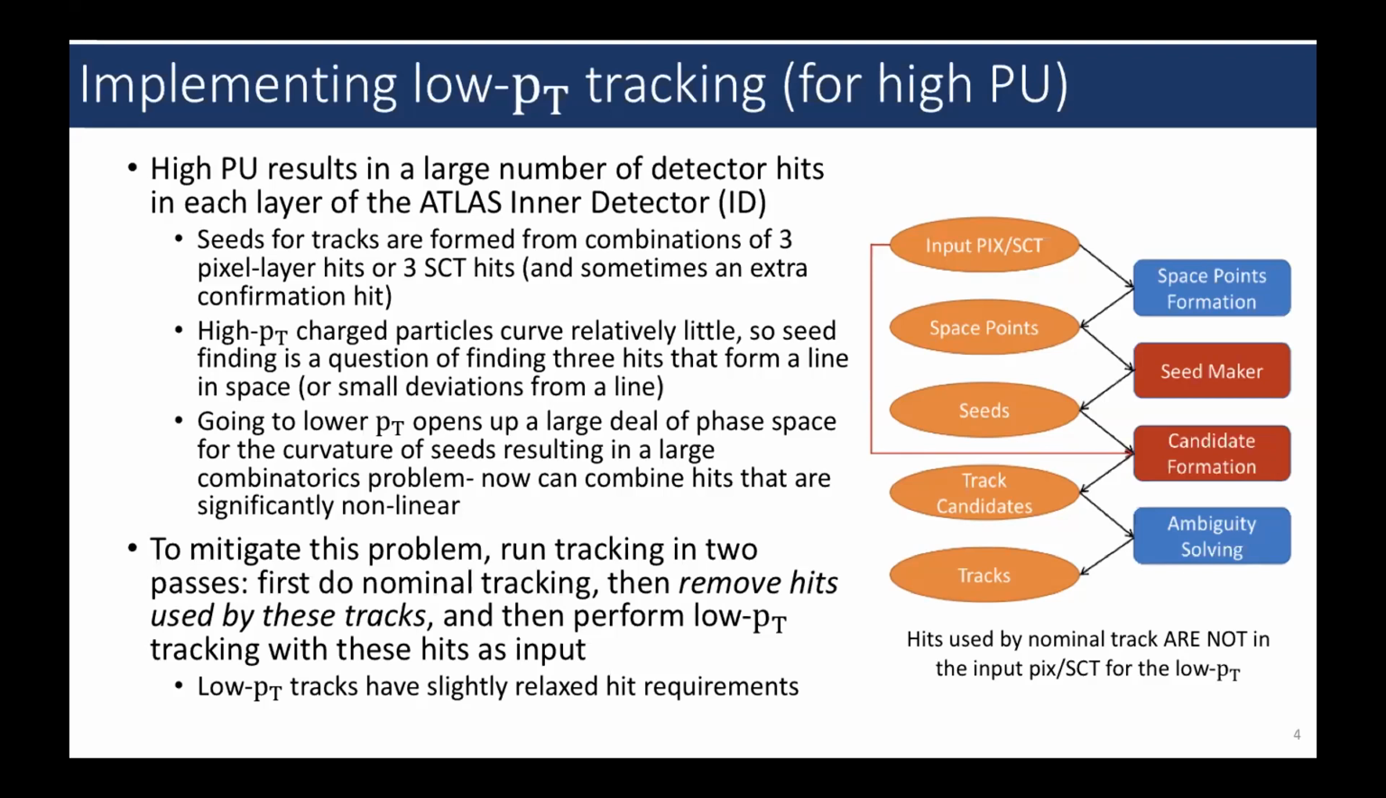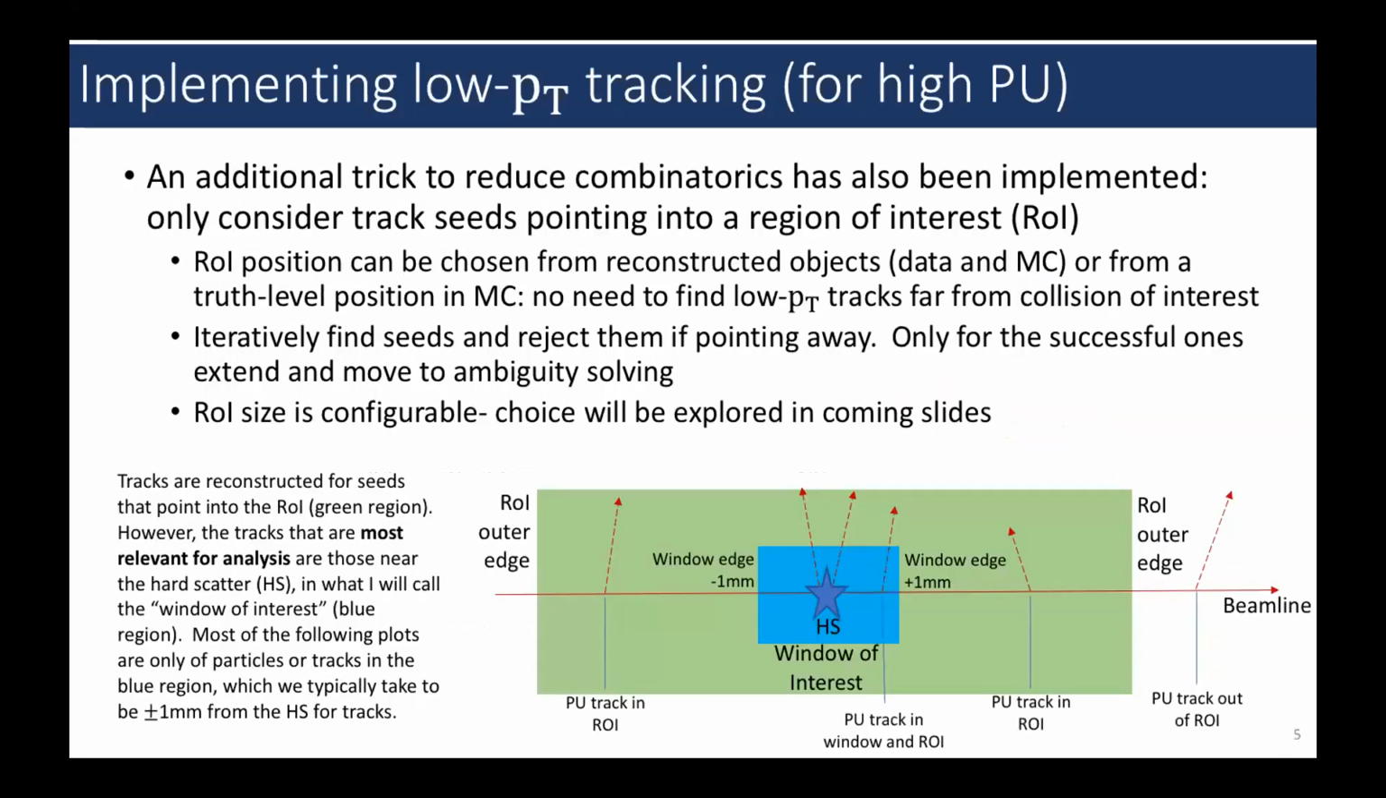So in order to mitigate this problem, what we're going to do is run tracking in 2 passes. First, we do the nominal tracking, then you remove the hits that are used by these tracks, and then you perform a second pass using the leftover hits as input. And you also have slightly relaxed hit requirements for the low pT tracks. An additional trick that we use to reduce the combinatorics is to use what we call the region of interest.